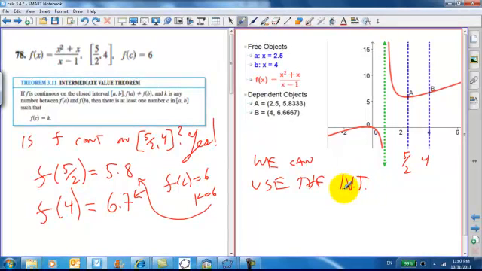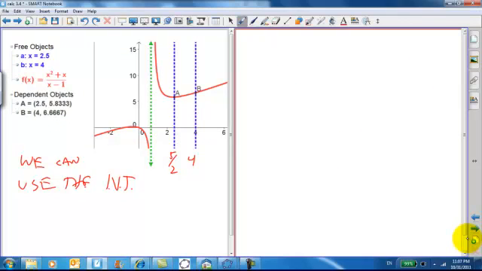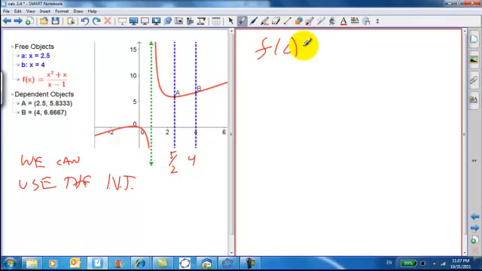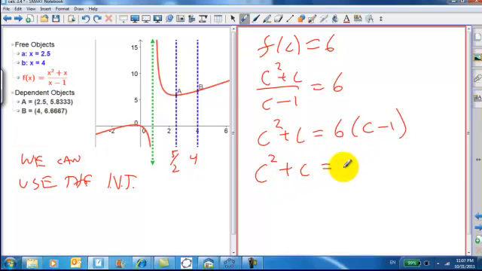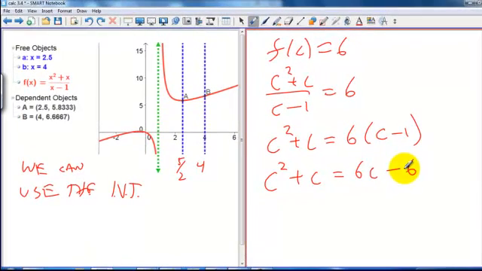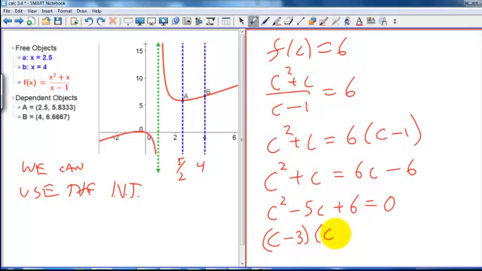Now the next part of the exercise, though, is to find the value that makes that happen. So, looking at the page here, we're going to have to figure out when does f of c equal 6. Well, in this case, f of x is given as this formula. So we have c squared plus c over c minus 1. What does that equal to 6? So c squared plus c equals 6 times c minus 1. C squared plus c equals 6c minus 6. And we get c squared minus 5c plus 6 equals 0. And this factors c minus 3, c minus 2.